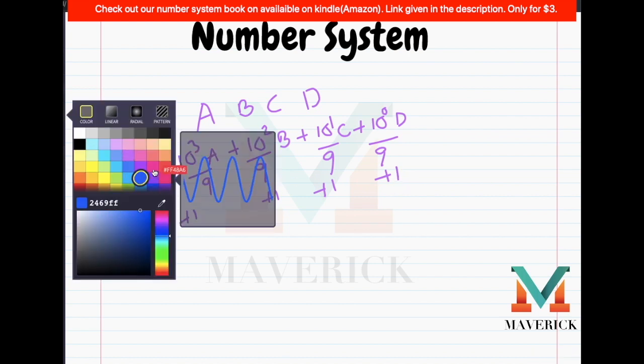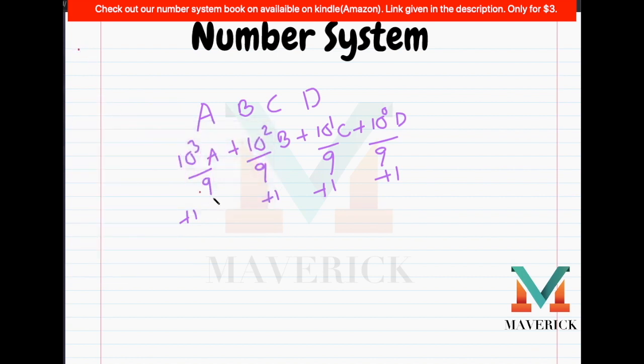So when you get the final answer, your final answer will depend on plus 1 into D, plus 1 into C, plus 1 into B and plus 1 into A, because these are the individual remainders. In turn, it can be written as just A plus B plus C plus D. Now when you write it as a rule, it's nothing but the sum of the given digits. So, sum of the digits.